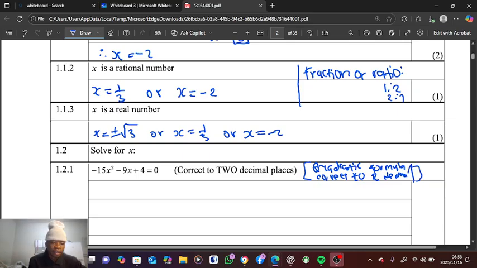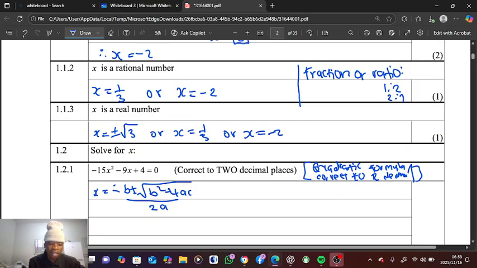So here we have -15x² minus 9x plus 4. So we're going to use our quadratic formula, which states that x is equal to -b plus or minus the root of b squared minus 4ac, divided by 2a. So we're going to name our a and b on our equation there.